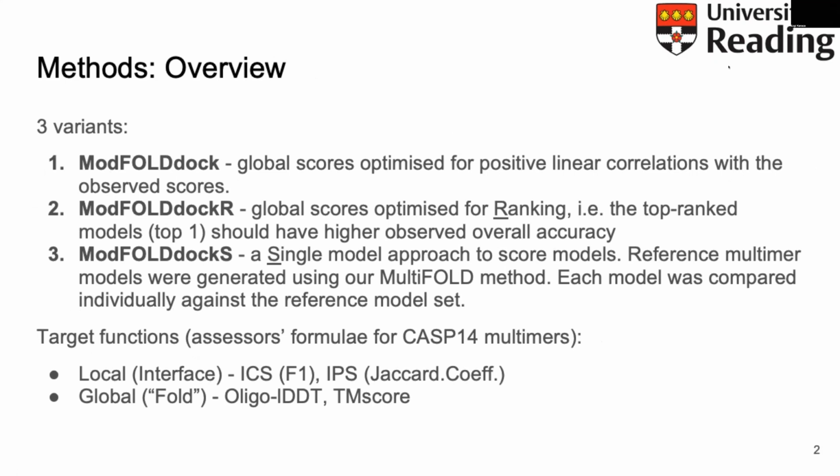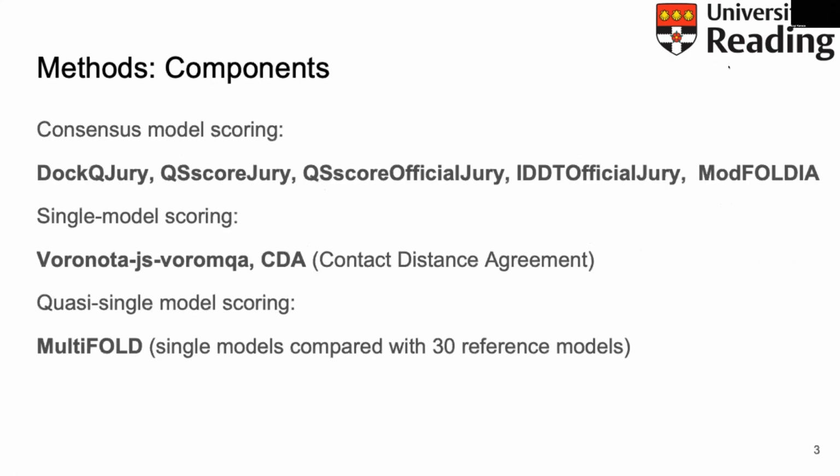Okay, so each variant was made up of various different combinations of component scores, which are listed here. We used 5 different consensus-based methods, which carried out all against all comparisons using different scores. We've got the .q jury score, which basically uses .q to score equivalent pairs of chains between models. Then we've got 2 variants of QS score, QS score jury and QS score official jury, basically 2 different versions of the QS scoring method. We've got LDT official jury, which uses the oligo LDT score, and ModFOLD IA, which uses our in-house interface accuracy scoring, which is a little bit like LDT, but for interfaces.